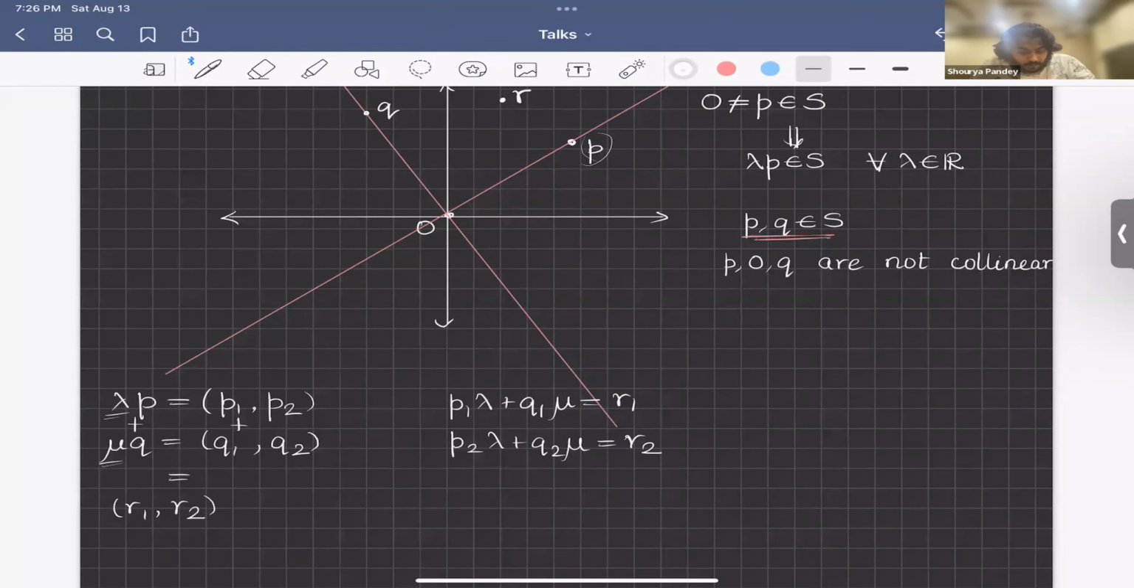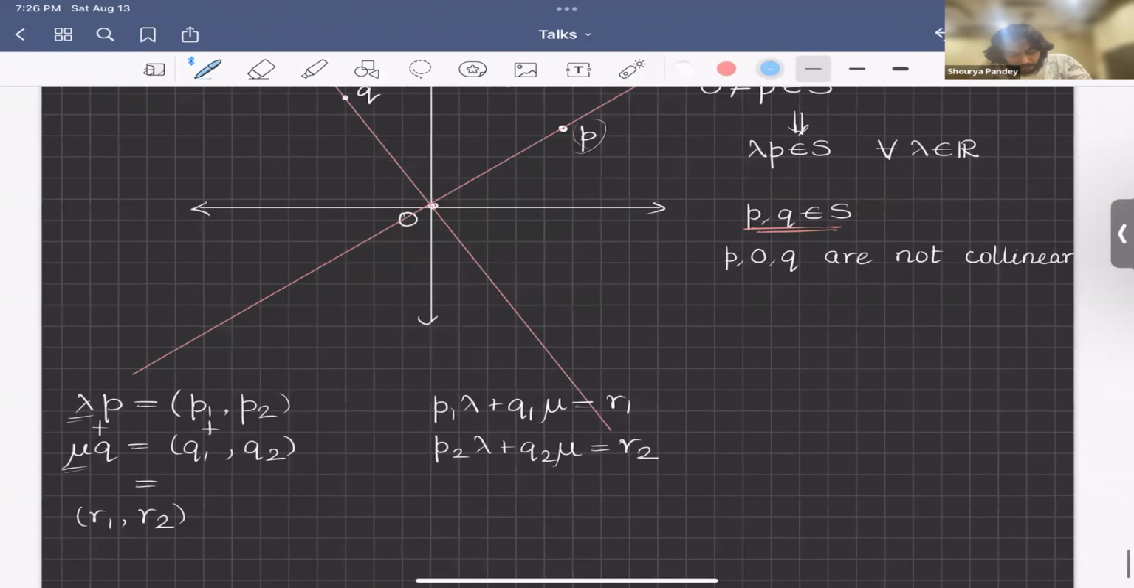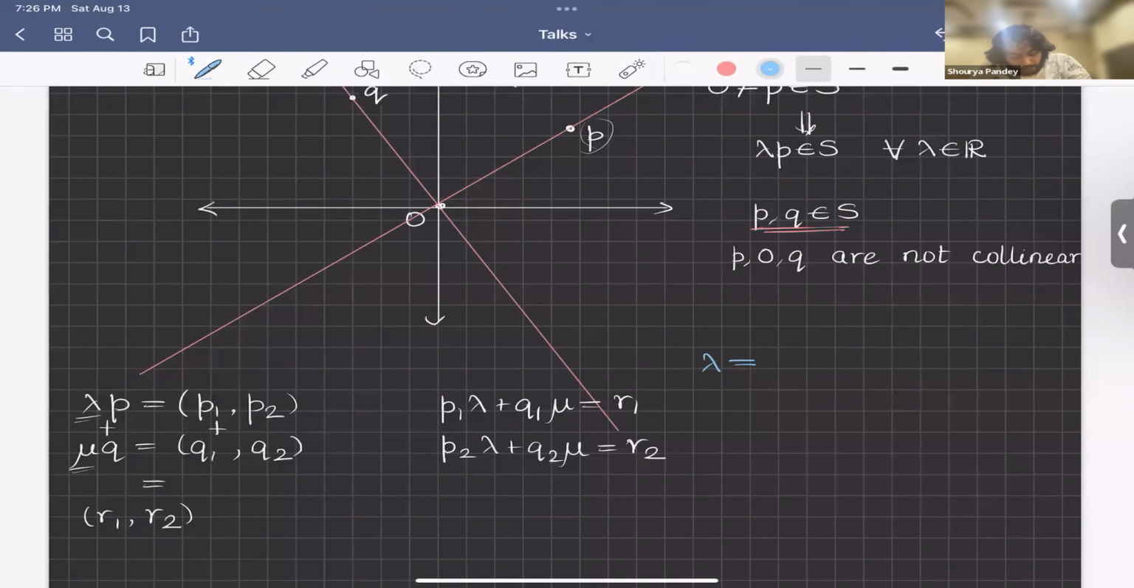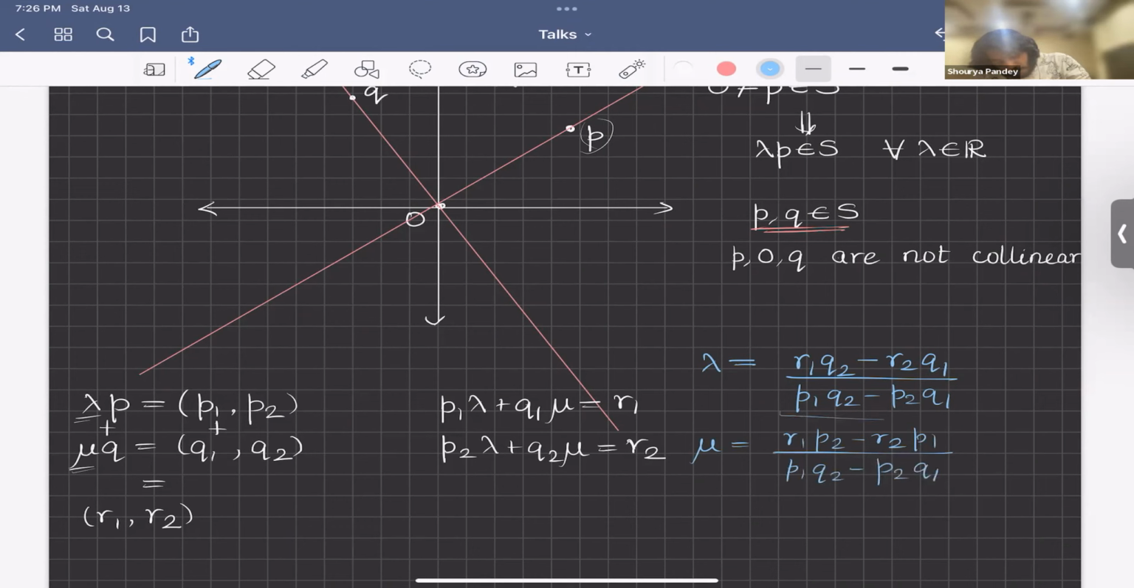And if you solve it, you get lambda equal to (R1 Q2 minus R2 Q1) over (P1 Q2 minus P2 Q1), and mu is something like (R1 P2 minus R2 P1) over (P1 Q2 minus P2 Q1). But you have to be careful here that the denominator should not be 0. But why is it not 0?